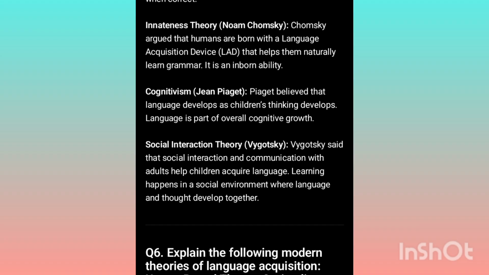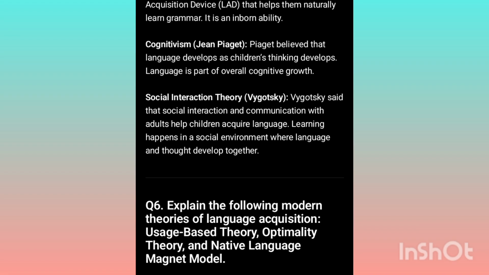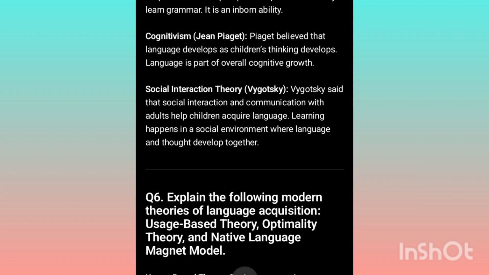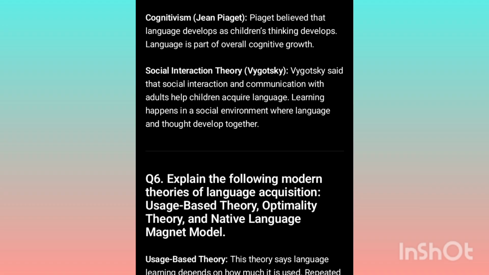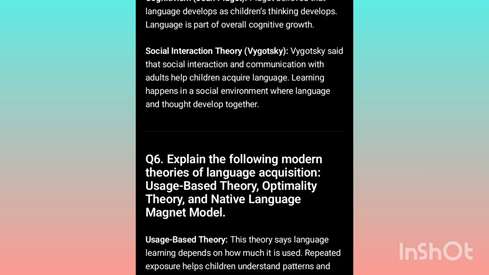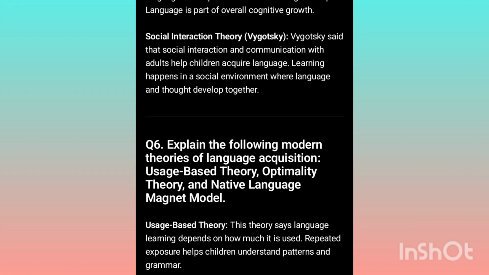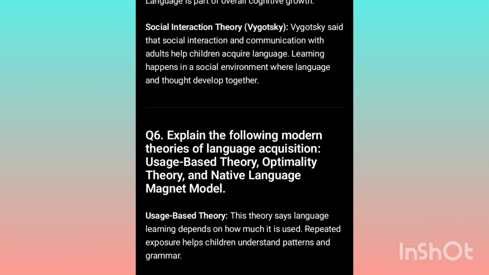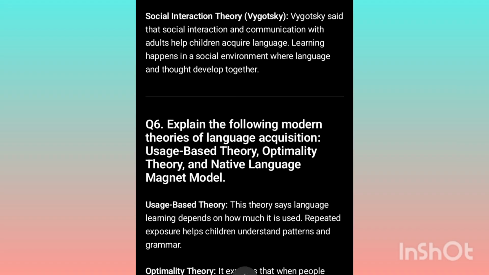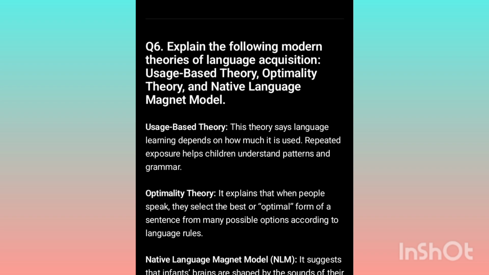Cognitivism, John Piaget. Piaget believed that language develops as children's thinking develops. Language is part of overall cognitive growth. Social interaction theory, Vygotsky. Vygotsky said that social interaction and communication with adults help children acquire language. Learning happens in a social environment where language and thought develop together.